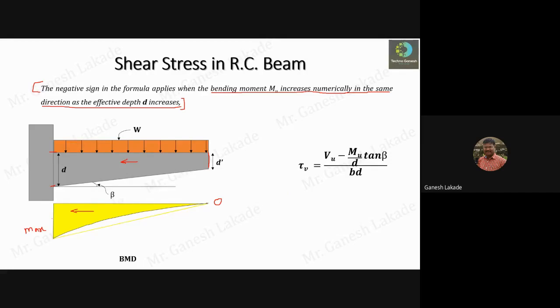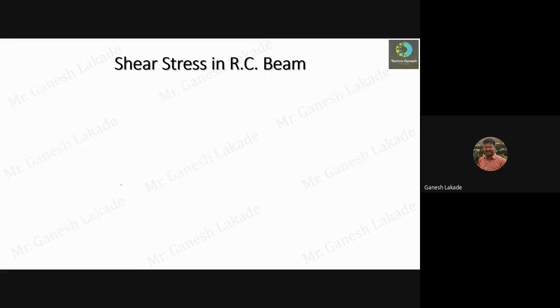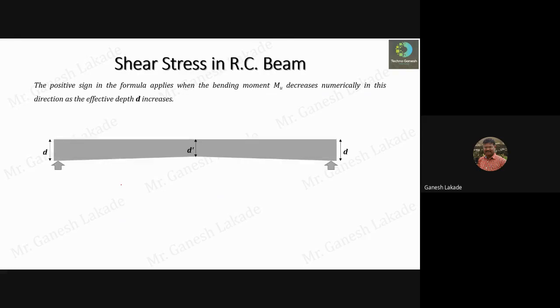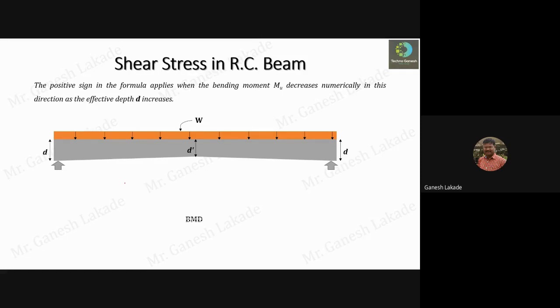Now this beta means the angle between the inclined portion and the horizontal plane, that angle is called beta here. Okay, now we will consider one more example. This is a beam. This beam is again subjected to external load W. This is a simply supported beam, and here the bending moment diagram will be like this. So which sign are you going to use here?